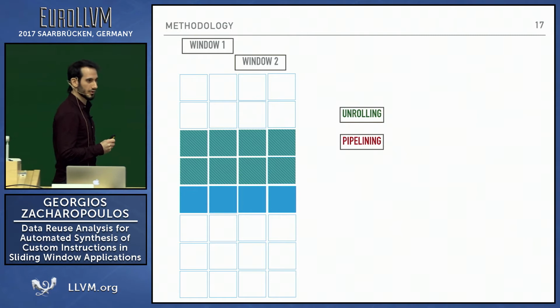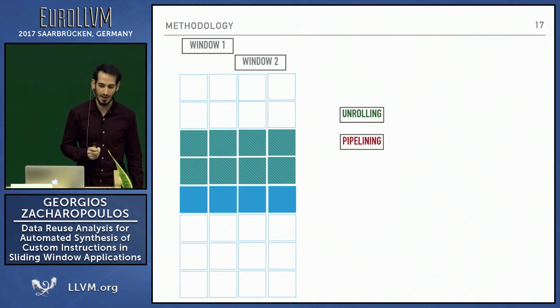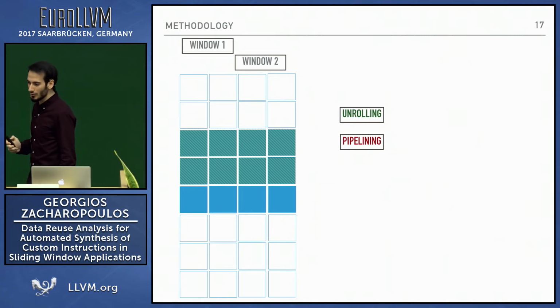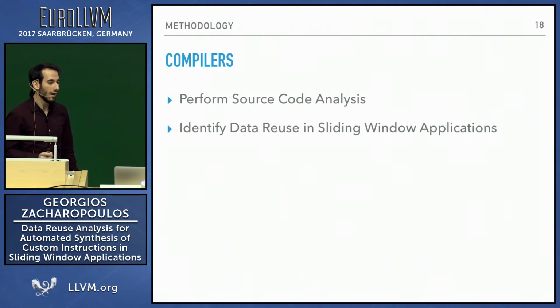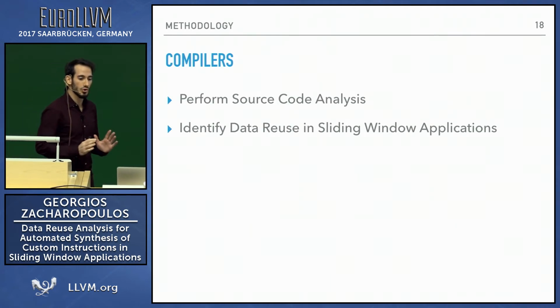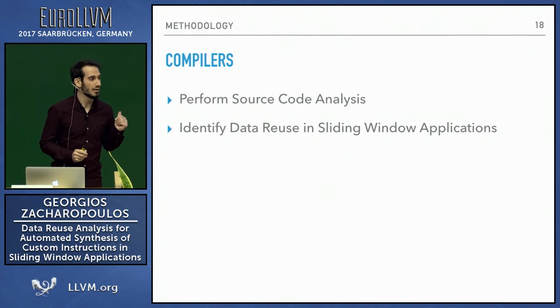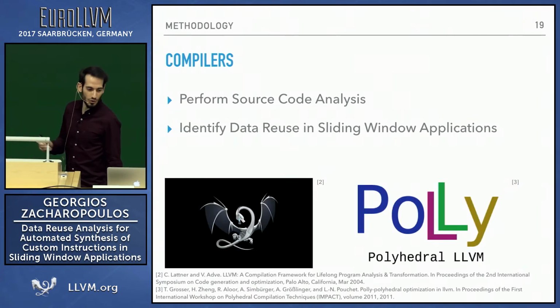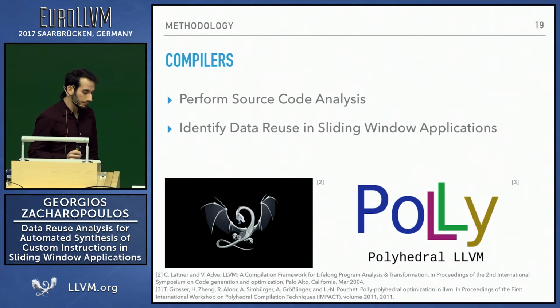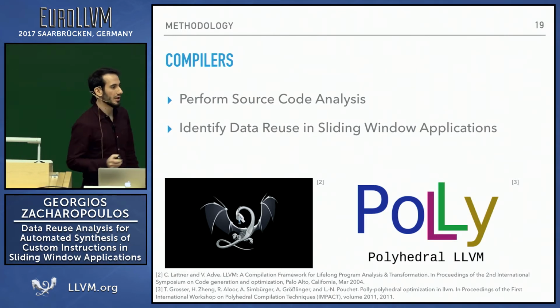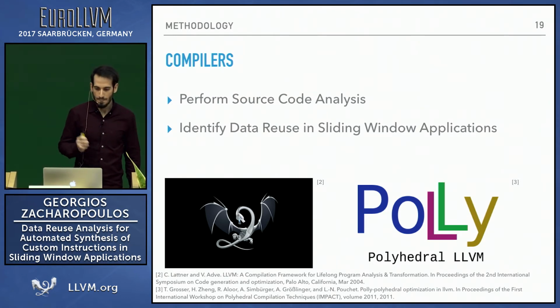Okay, so this sounds great, but how can we really detect that? Well, what better way to do that than by using compilers? And that's exactly what we did. So first we perform source code analysis, and then we identify this data reuse potential in the sliding window applications by using, of course, LLVM and Polly, a big collection of polyhedral analysis passes.